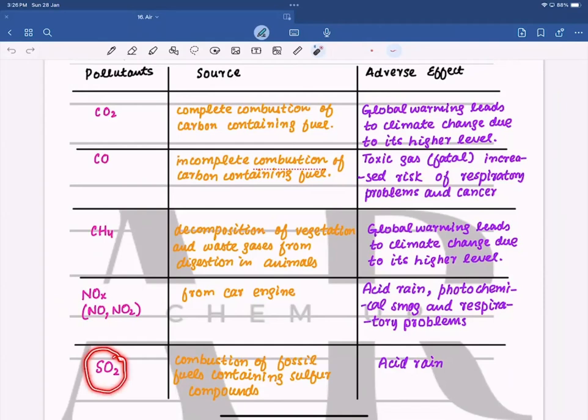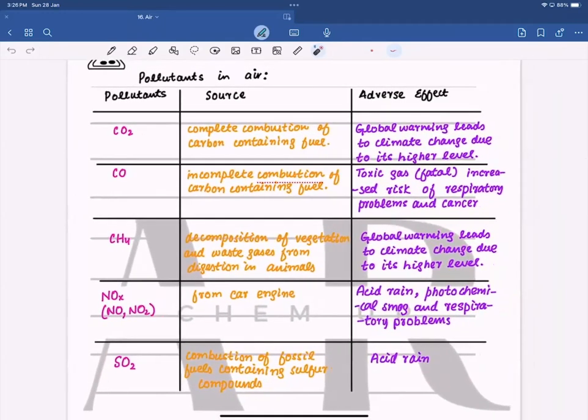And when that SO2 accumulates in our atmosphere and the rain happens, that causes acid rain, because sulfuric acid forms when sulfur dioxide molecules dissolve in the rainwater. Is this understandable to all of you? Yes.